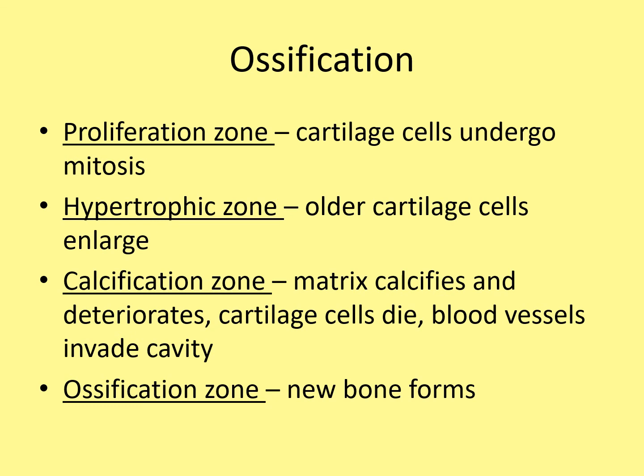Remember, connective tissue cells produce that matrix extracellularly, and that's going to start to calcify, and then it starts to deteriorate. The cartilage cells are going to die, blood vessels will start to invade the cavity, and then you have the ossification zone, which is where the new bone actually forms.